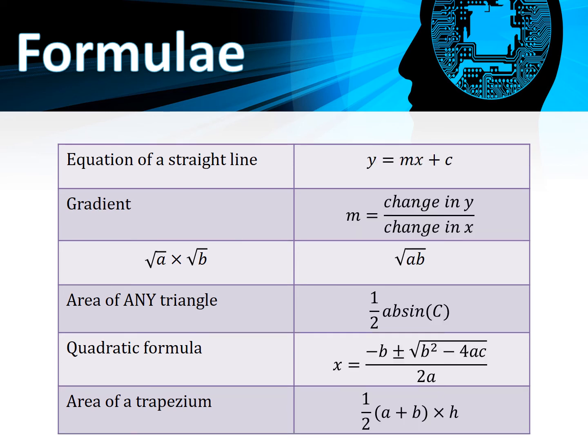And here are your answers. Equation of a straight line: y equals mx plus c. Gradient: change in y over change in x, or rise over run. When we're dealing with surds, we can do it all as one thing, so root a times root b is the same as root ab. Area of any triangle: half ab sine C. Quadratic formula: x equals minus b plus or minus the square root of b squared minus 4ac, all over 2a. And finally, area of a trapezium: half a plus b times the height.